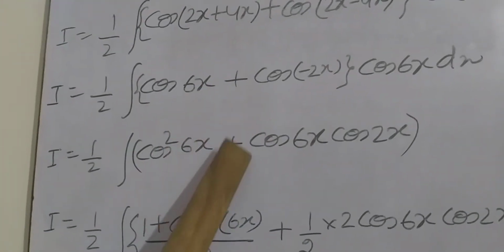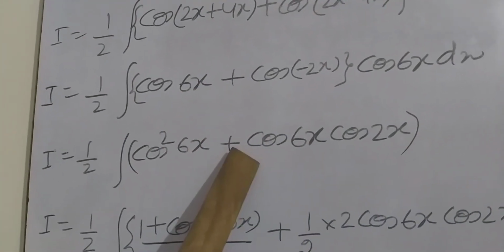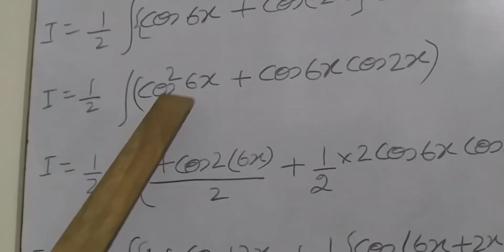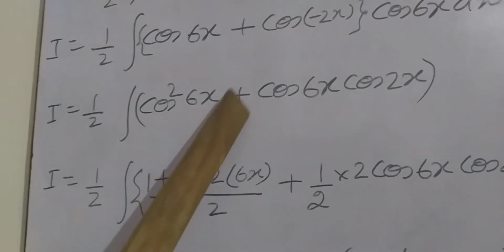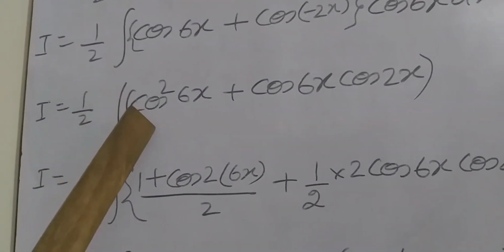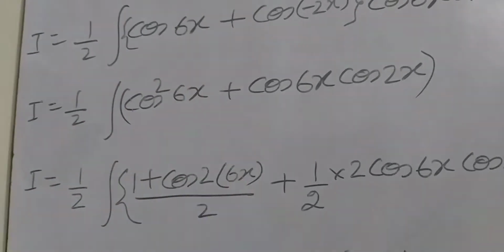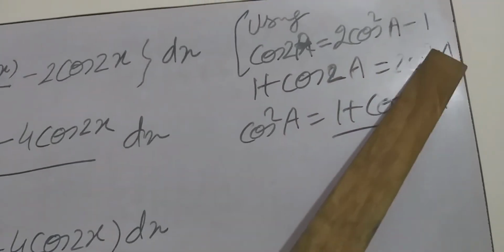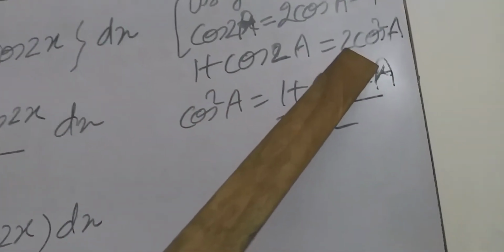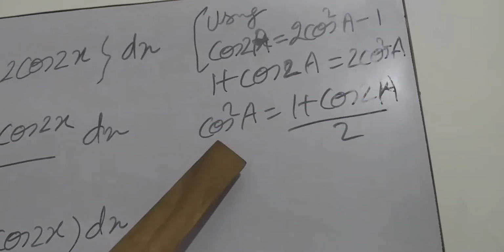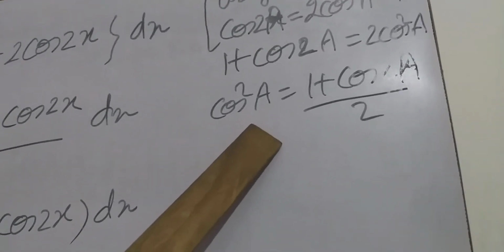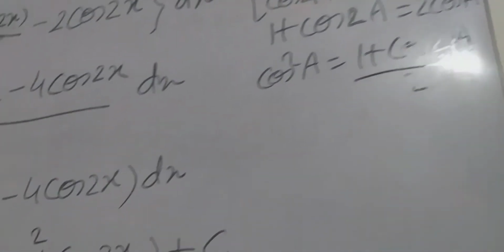Again we are going to multiply and divide by 2 to form the formula of 2 cos A cos B. So 1 upon 2, and we are going to apply the formula of cos 2A. Cos square A equals 1 plus cos 2A upon 2. You can see here friends, cos 2A equals 2 cos square A minus 1. So 1 plus cos 2A equals 2 cos square A. So cos square A equals 1 plus cos 2A upon 2. At the place of cos square A, we can write 1 plus cos 2A upon 2.